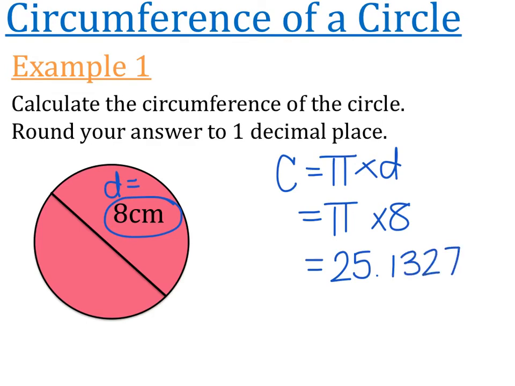And again, it says to 1 decimal place. So we look and see just after the 1 is a 3. That means the 3 doesn't do anything to the 1. The answer is 25.1 centimeters. All right, so we can do this when we have the radius or when we have the diameter.